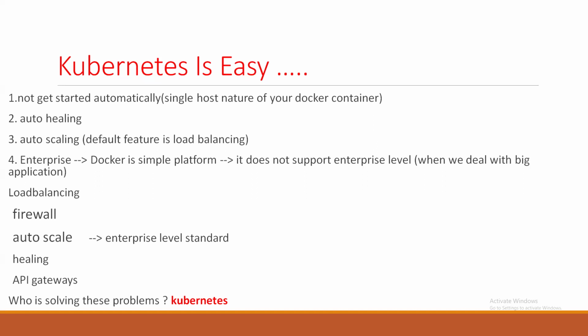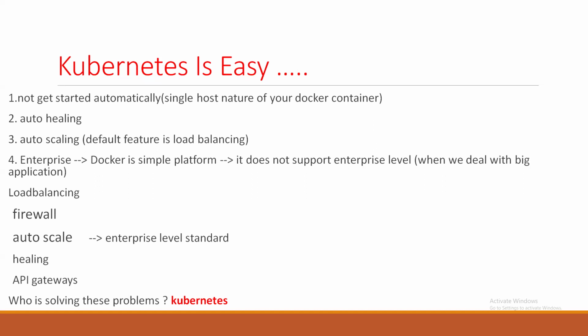If too much traffic comes into the container, it is not sustainable, so we would need to start another container automatically, with a load balancer. That is not possible in Docker. The default feature of auto scaling is load balancing, and there is no load balancing in the Docker container.